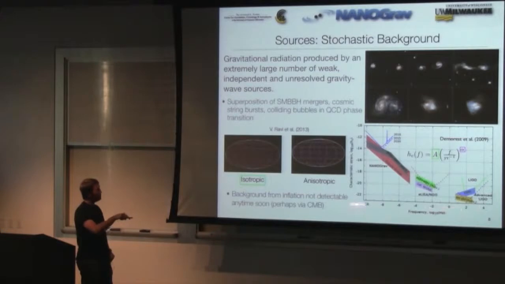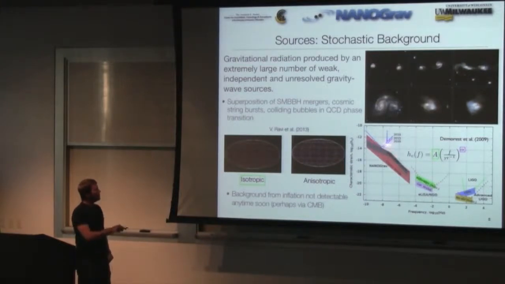To give you an idea of what kind of frequencies we're probing, pulsar timing arrays are down here around 10 to the minus 9 to 10 to the minus 7 hertz. So we're down here at pretty low frequencies, whereas LISA is more around here, the millihertz regime, and then we have LIGO up here in the kilohertz regime.